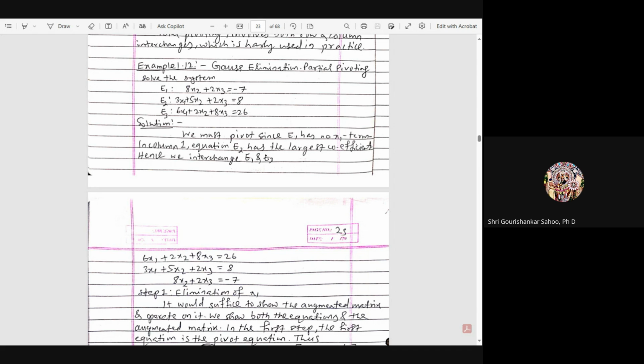By interchange of E1 and E3, you can have your 6x1 plus 2x2 plus 8x3 is equal to 26, and your 3x1 plus 5x2 plus 2x3 is equal to 8, and 8x2 plus 2x3 is equal to minus 7. So you must retain your pivot, which is not in the original equation. So in the modified equation, your 6 is a11, which is the pivot. Now step 1 is elimination of x1. So how can you do it? So the pivot is 6x1 and you have to eliminate 3x1 as shown in the screen.